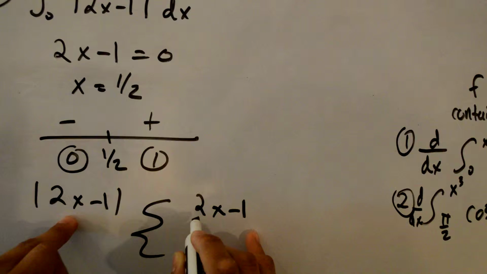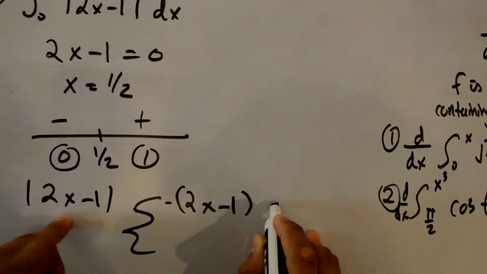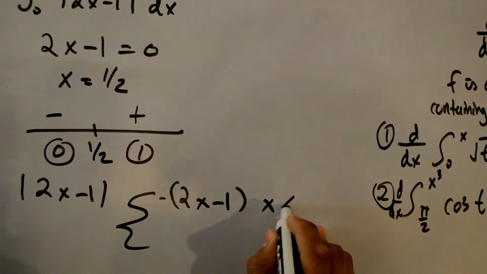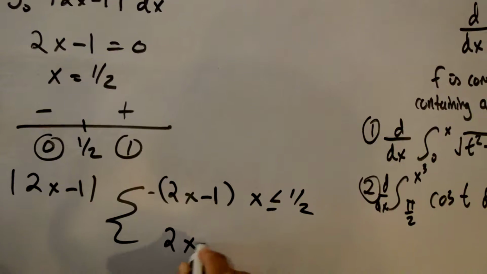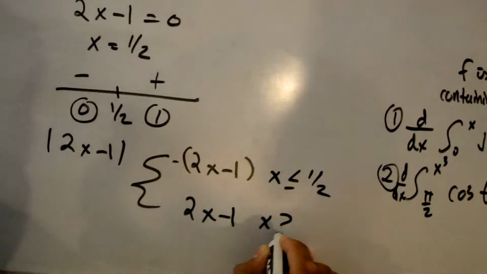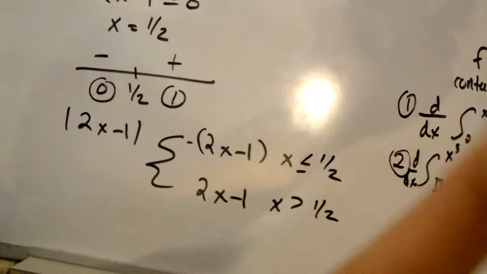When it's negative, right? Yeah, negative, when x is less than or equal to 1/2. And then it'll be 2x minus 1 when x is greater than 1/2, right? So now we wrote it as a piecewise function.